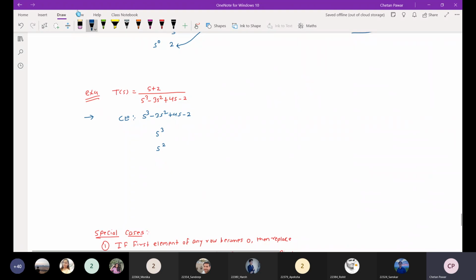Okay. So s cube, odd order: 1, 4. Then minus 3, minus 2. So for the s raised to 1 row elements: minus 3 into 4, minus 12, minus 2 into 1, that will be plus 2, divided by minus 3. So this will be 10 by 3. Okay, 10 by 3 only, right? So I will just replace this term with 10 by 3.